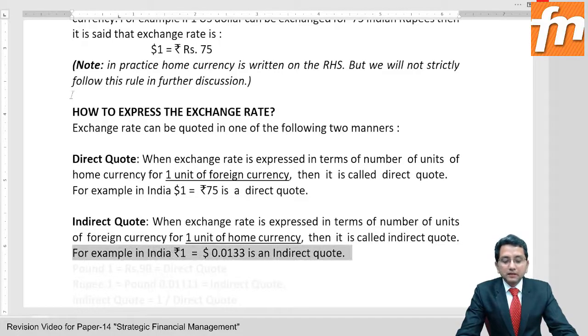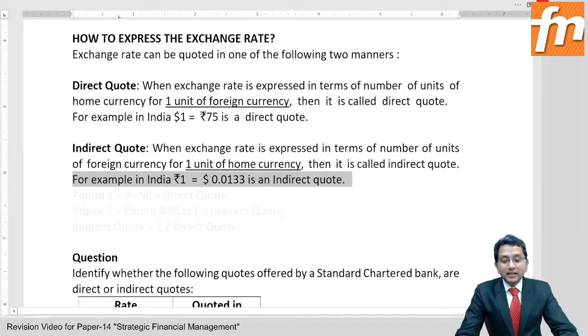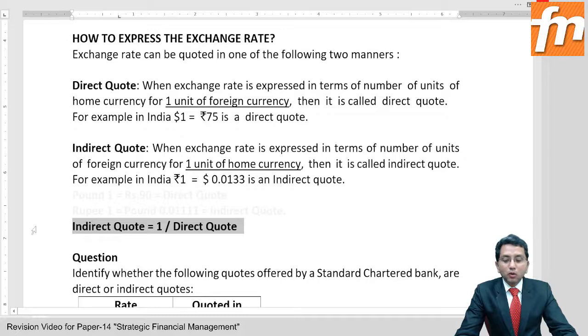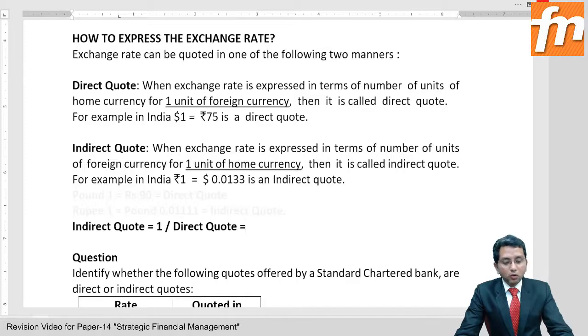For example, if I say to acquire rupee 1, I need to pay $0.0133, this is the number of units of foreign currency for 1 unit of home currency, and it is named the indirect code. There is a relationship between the direct code and the indirect code. If you want to calculate the indirect code, it is 1 divided by the direct code.